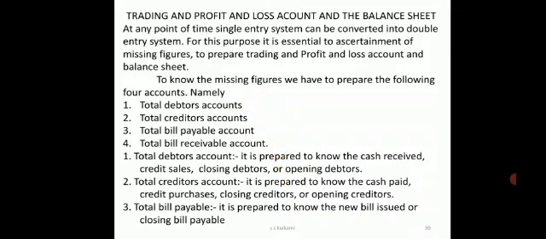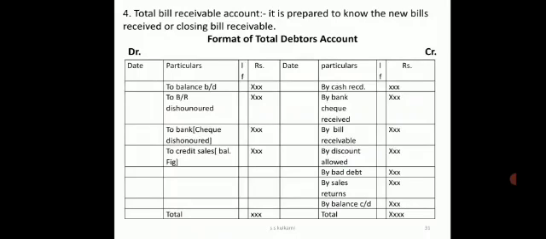So we'll see the next slide. Now here we are having the format of total debtors account. In today's class, we will just go through the formats of all the accounts. Now in the format of debtors account, first we will be having the opening balance, that is, whatever amount of debtors were there at the beginning of the year is taken into consideration.